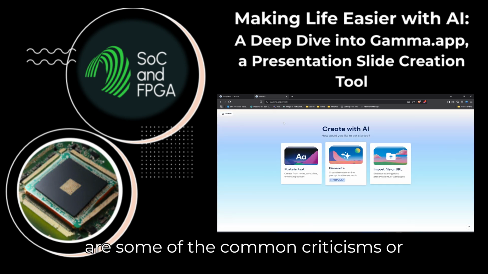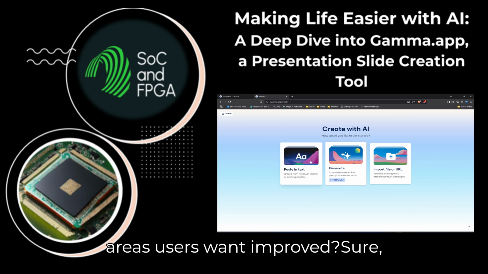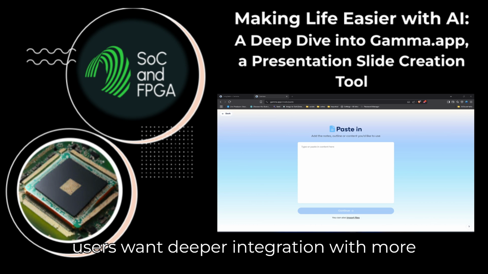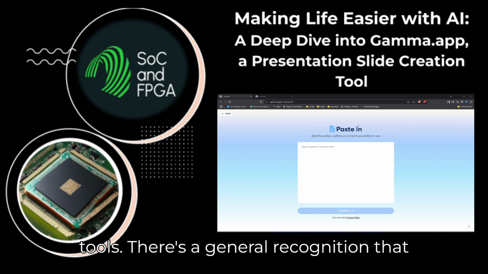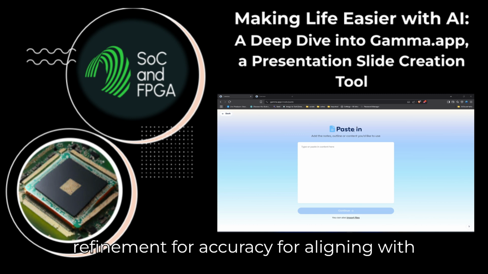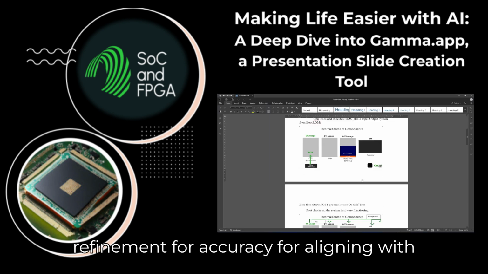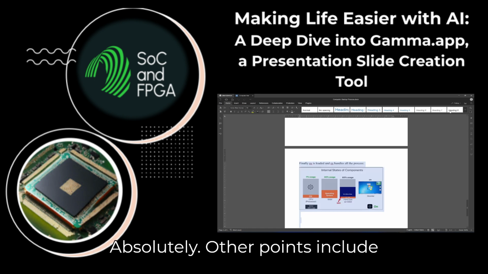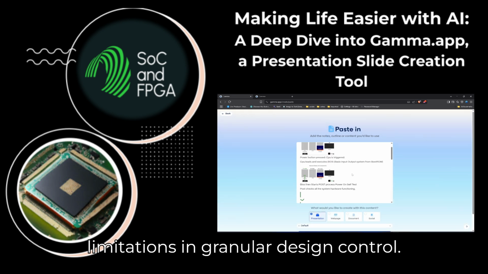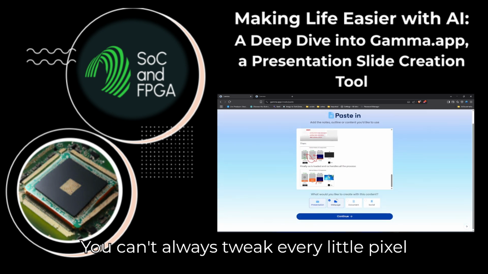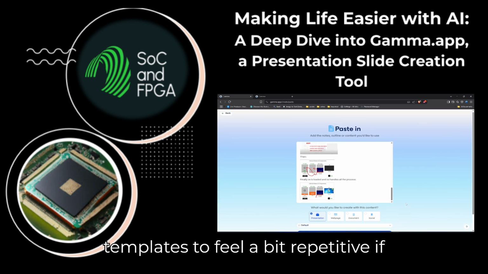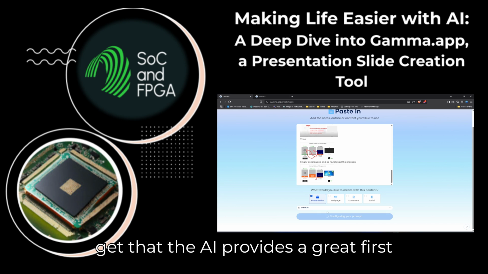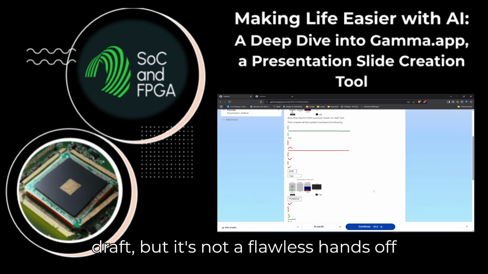Yeah. What are some of the common criticisms or areas users want improved? Sure, there's constructive criticism too. Some users want deeper integration with more tools. There's a general recognition that the AI output often needs human refinement for accuracy, for aligning with specific needs or tone. So fact-checking and editing are still crucial. Absolutely. Other points include limitations in granular design control. You can't always tweak every little pixel. And the potential for the available templates to feel a bit repetitive if they aren't continuously expanded. Users get that the AI provides a great first draft, but it's not a flawless, hands-off magic wand.